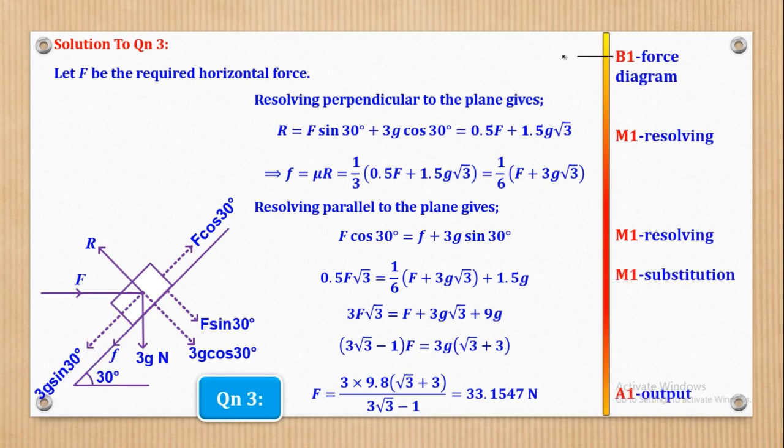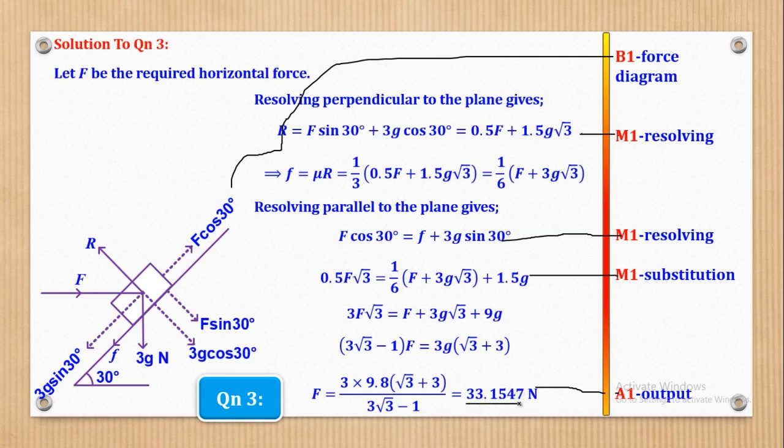So B1 will be for the correct force diagram, and remember, force diagrams are drawn using a ruler. Now this M1 is for resolving perpendicular to the plane, which is that. Then this M1 is for resolving parallel to the plane to come up with this, and this M1 is for substituting for f into these resolved components and simplifying. Then A1 is for the final answer, which is 33.1547 newtons. So basically that's how the 5 marks could come about in this question.